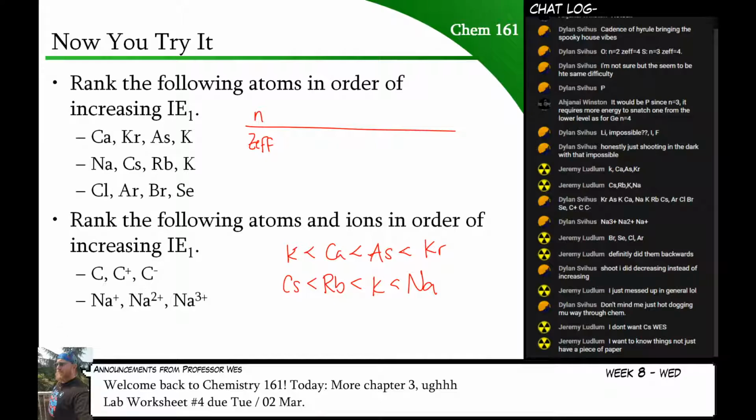Now I'll do the last one. And the last one kind of has a combined thing going on for it. So Cl, argon, Br, selenium. So let's look at N. So Cl and argon are in the same period, which is 3. And bromine and selenium are in the same period, which is 4. And then we can look at the Z effective.